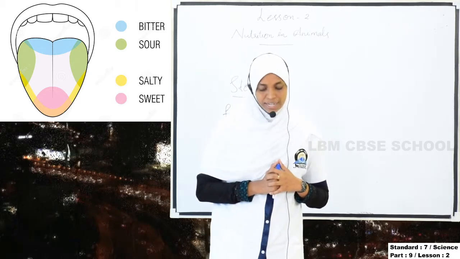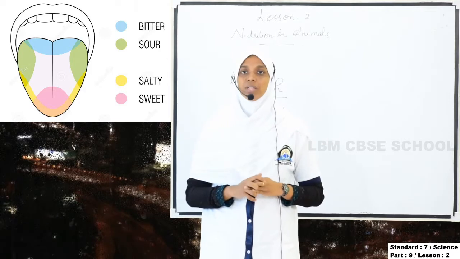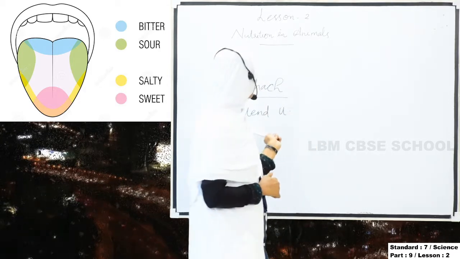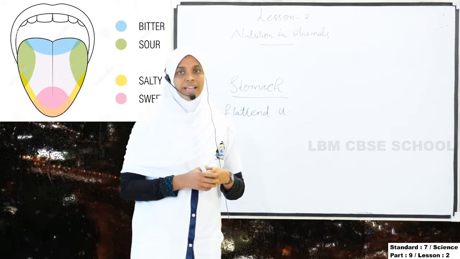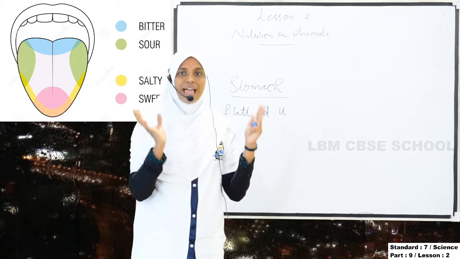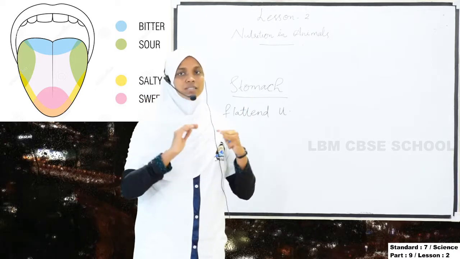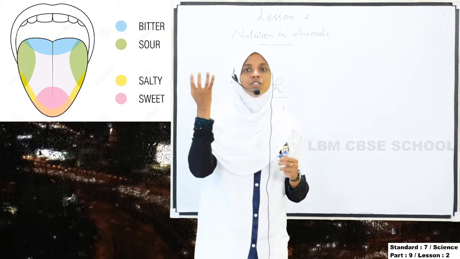The stomach is the widest part of the alimentary canal. The shape of the stomach is like a flattened U. And it receives food from where?